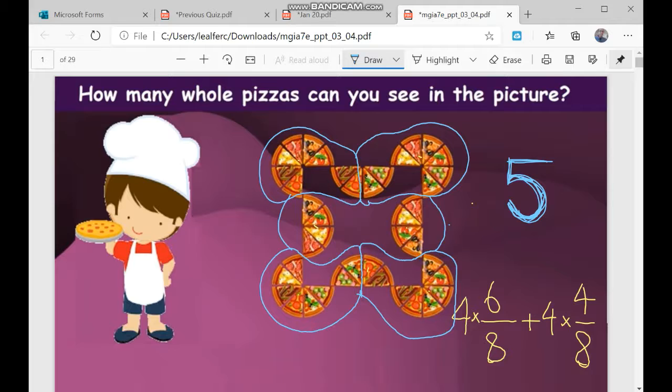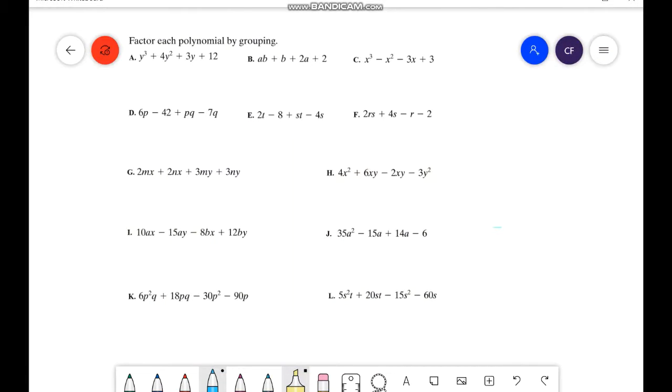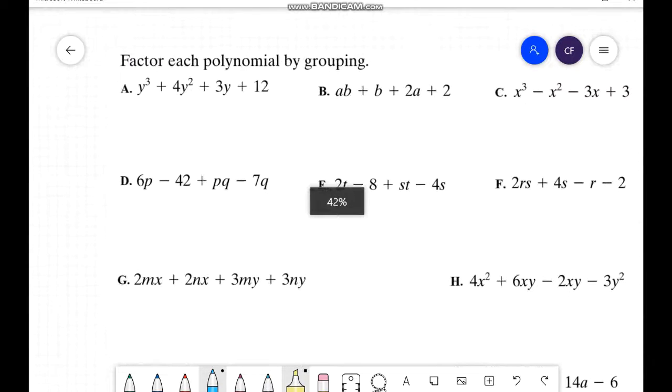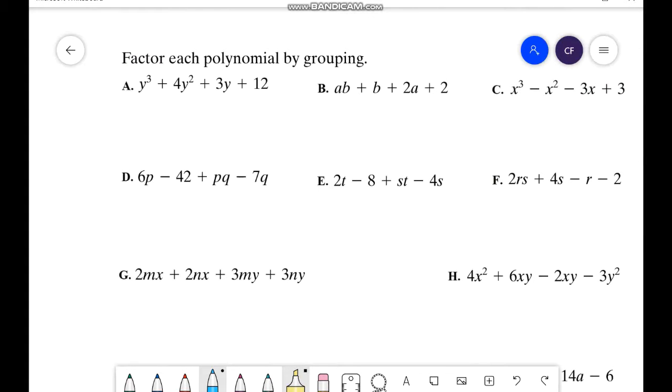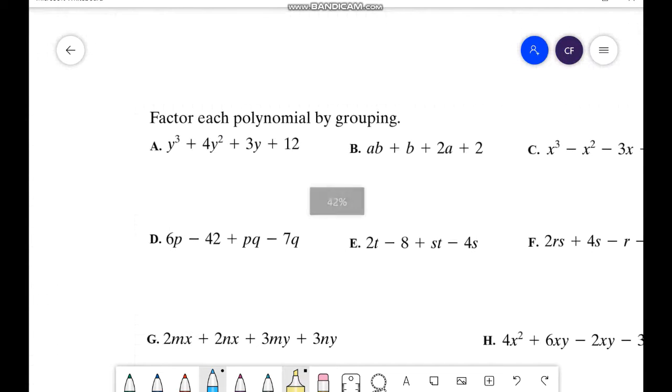Okay, the answer for the bell work is going to be 5. Now let's move on to our quiz. Okay, here it is, and please let me help you with some of the questions. I know the beginning is not too hard. Let me show the first one.